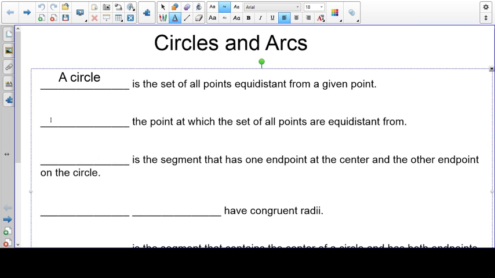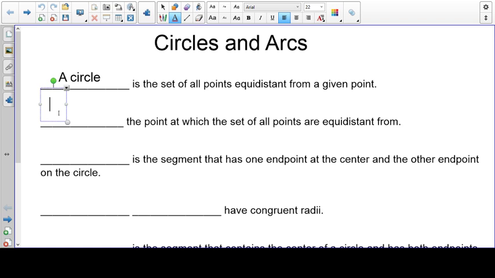The next one says blank is the point at which the set of all points are equidistant from. So this is going to be the center. So the center is the point at which all points are equidistant from, which kind of makes sense since a circle has all points equidistant from that given point. That given point is going to be whatever the middle is, and in this case, the middle we are going to call the center.